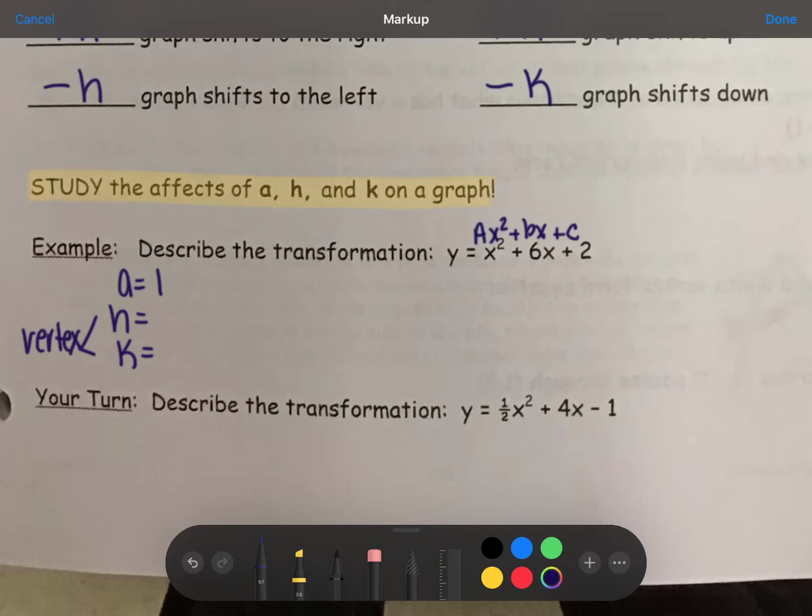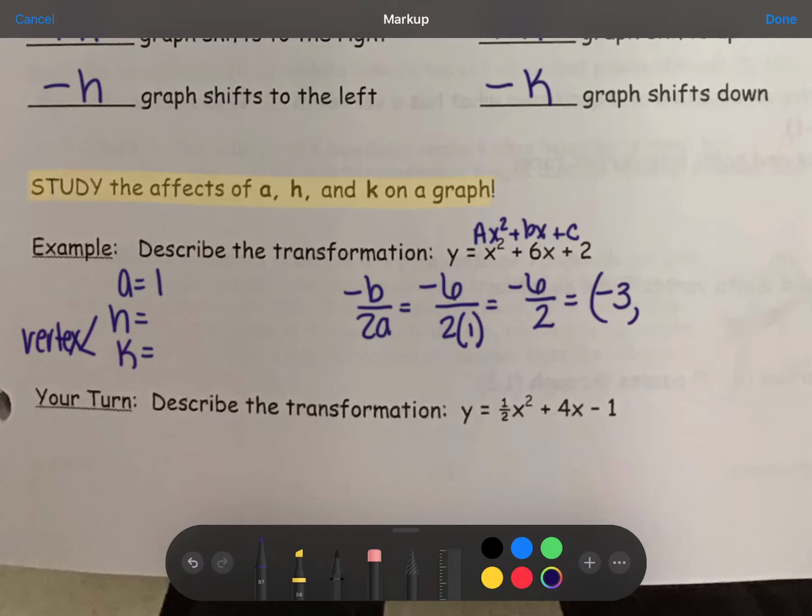So how do I find the vertex? You do negative b over 2a. So my b is 6, this becomes negative 6. My a is 1. So this is negative 6 over 2, which is negative 3. So that gives me the first half of my vertex.